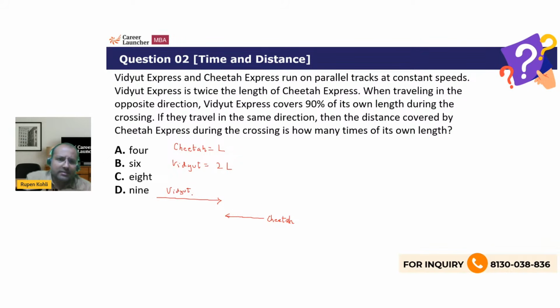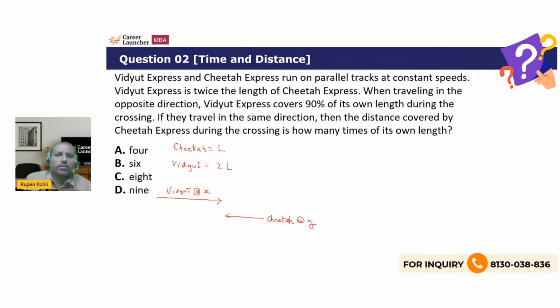Let me take the speeds of the two trains, Vidyut Express as X and Cheetah Express as Y, in any units, right? Because no such values are given. The question just gives us this percentage and asks us for a kind of coefficient over here, 4, 6, 8, 9, right? So the question is primarily ratio based. So X and Y I'm taking as the speeds of the two trains respectively.